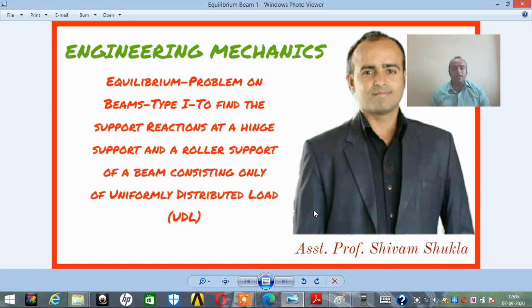This is Shivam Shukla and here I am to solve a problem on engineering mechanics. It's a problem on equilibrium, a problem on beams. It's a problem for 8 marks in the university paper.